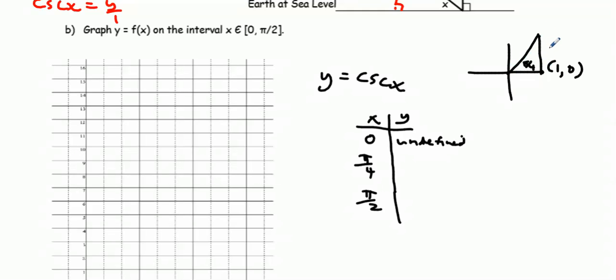I know that sine of pi by 4 is 1 over root 2. And cosecant is hypotenuse over opposite, so that's root 2. And for pi by 2, over here at 0, 1, I have 1. And if I take the reciprocal of that, I still have 1. So I could plot these points. This is just one way to do it.